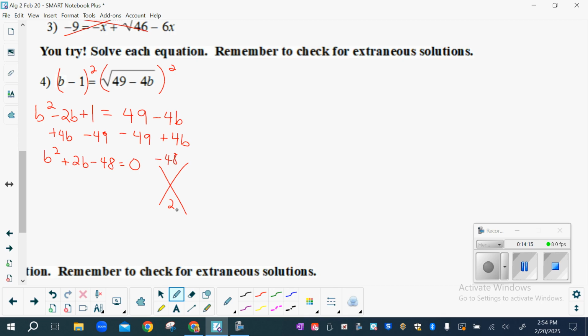8 and 6. Which one is negative? 8 and negative 6. So b plus 8, b minus 6. So b equals negative 8 and positive 6, and we need to check them both.